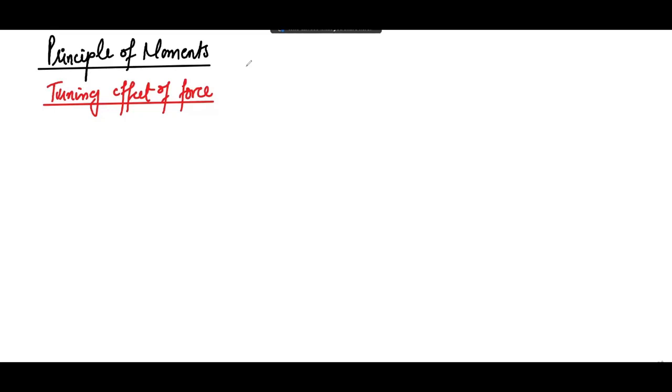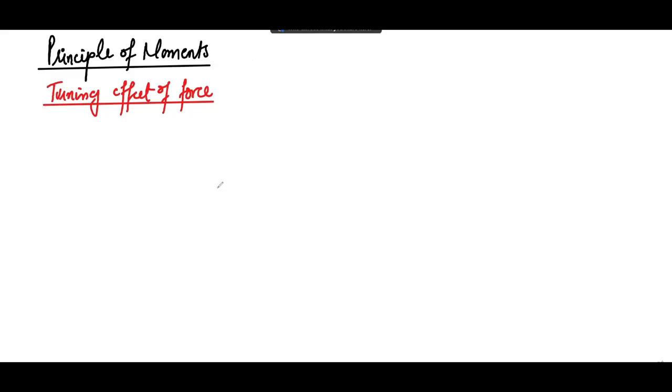Whatever we have done so far regarding the action of the force, the first one was that it can change the motion of an object. The second one was it can change the shape of an object in the chapter of deformation. The third one was that it can cause a change of direction, which was centripetal force or circular motion or something like that. The fourth factor that a force can do is produce a rotation or a rotatory motion.